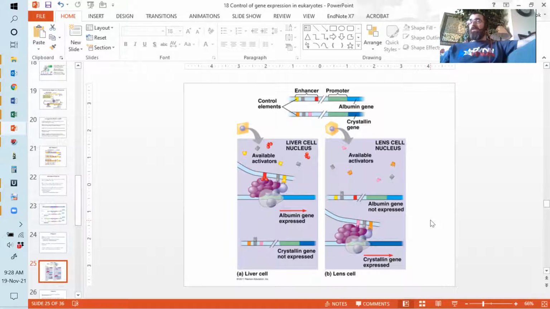That's why when you get damage to your lenses, right, through UV damage or whatever, that damage.